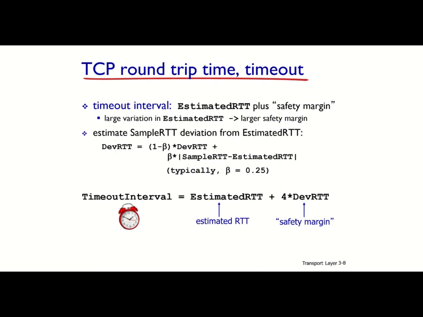This formula basically finds the weighted average of the deviation that the sample RTT has from the estimated RTT. So you can take a look at these two equations to see how the timeout interval is related to the estimated RTT. Obviously, the timeout interval must be greater than the estimated RTT, otherwise we would have a lot of premature timeouts.